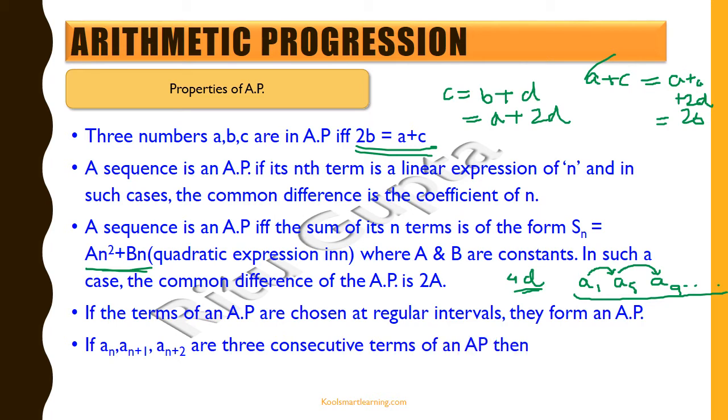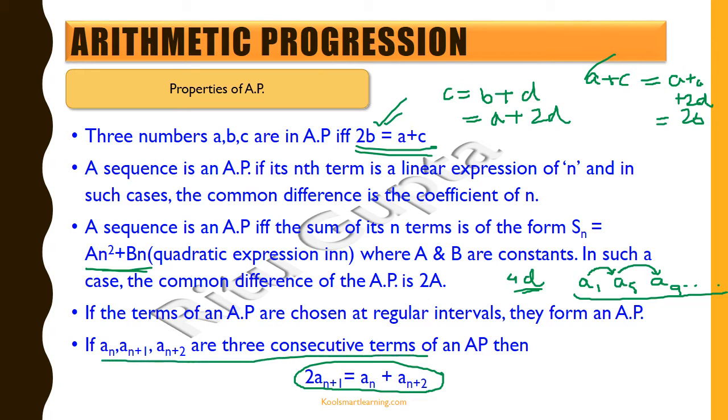If an, an plus 1, an plus 2 are 3 consecutive terms of an AP, then 2 times an plus 1 will be equal to an plus 2 (plus an), which is similar to what we said here. If 3 numbers are in AP, or 3 consecutive terms of an AP, then twice the middle term will be equal to the sum of the other 2 terms.